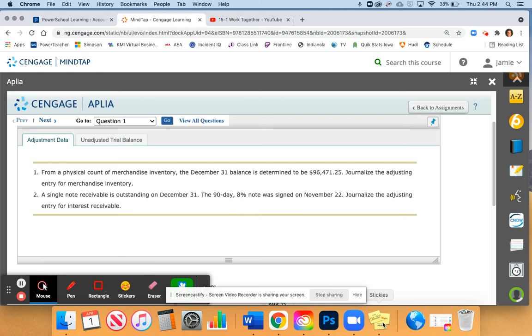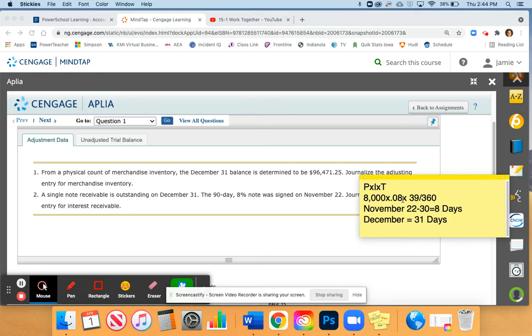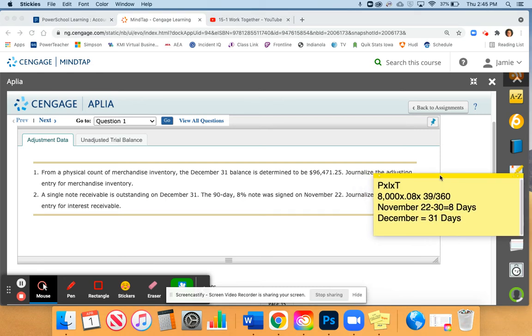times 0.08 for 8%. And then for time, we need to determine that from November 2nd through 30th, we have 28 days. December, we have 31 days. So we will use 31 over 360. When we calculate that, we get $69.33, and that is our adjustment.